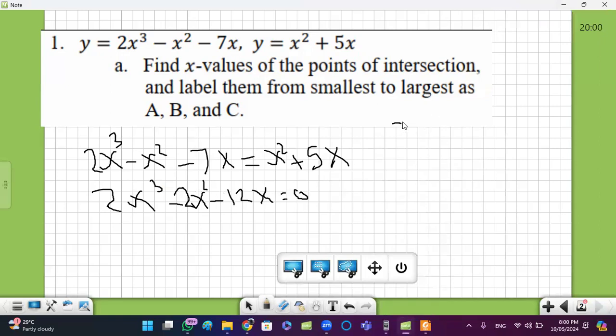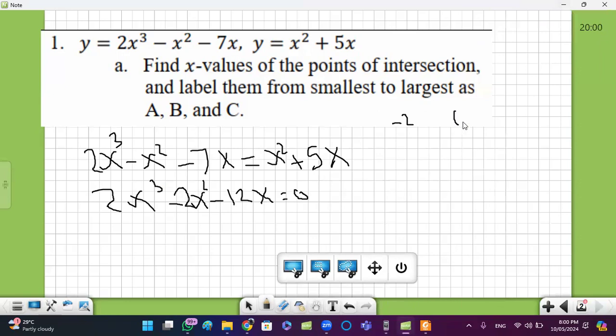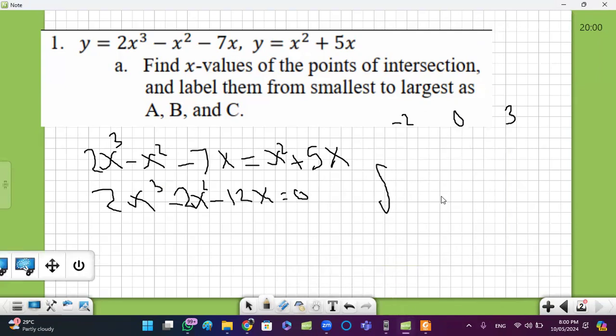We get 3, negative 2, 0. Okay, so A, B, and C. We can set up two integrals, for example from negative 2 to 0 and from 0 to 3.